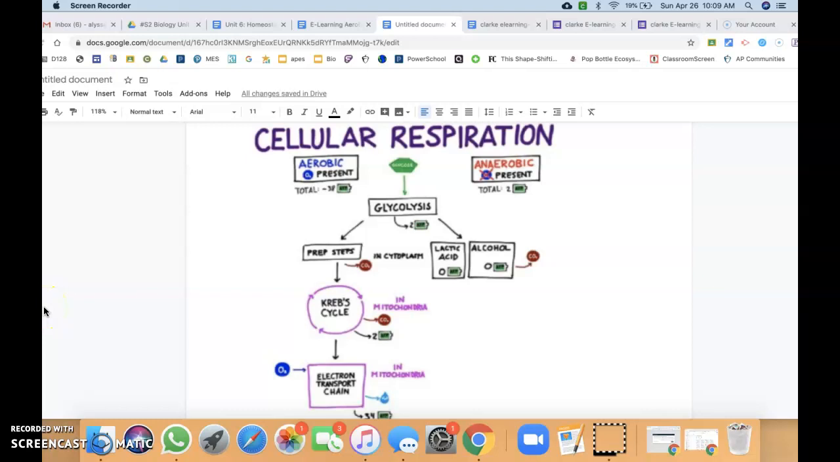Hello, hello. We're going to look at two types of respiration now. So we talked yesterday about aerobic respiration, which you don't really know what that means yet, but you'll find out here in a second. So today we're going to add in another type called anaerobic respiration.